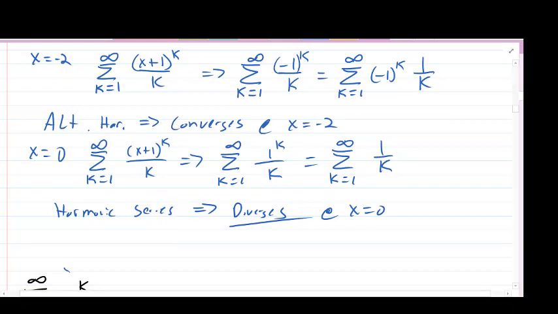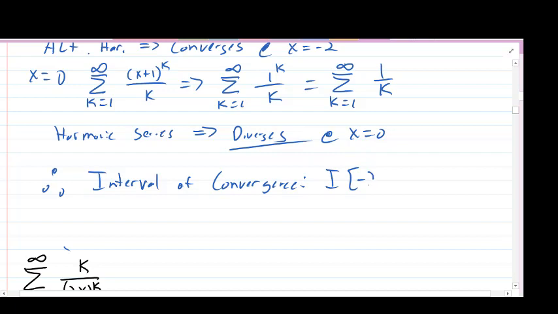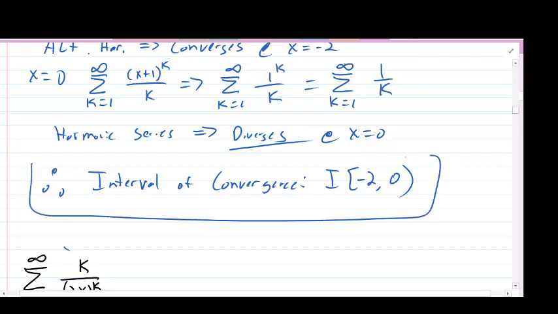So a little more space here. Therefore, the interval of convergence includes minus 2 and is not 0. Okay? And everywhere else, when rho is larger than 1, the ratio test diverges. So this is the interval of convergence.